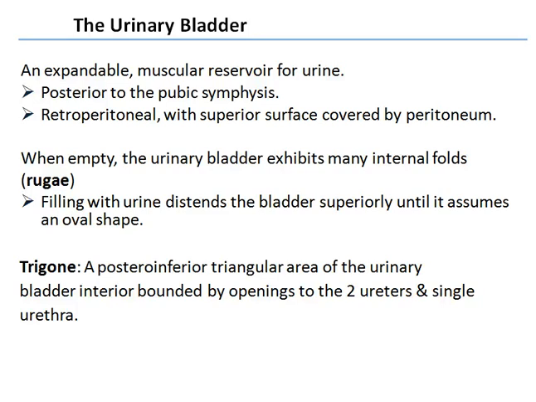As it fills, the urine distends the bladder superiorly until it assumes an oval shape. A structure that we'll point out in the next slide is called the trigone. It's an inferior posterior triangular area where we can see the points of entry of the following tubes: the ureters and the single urethra.